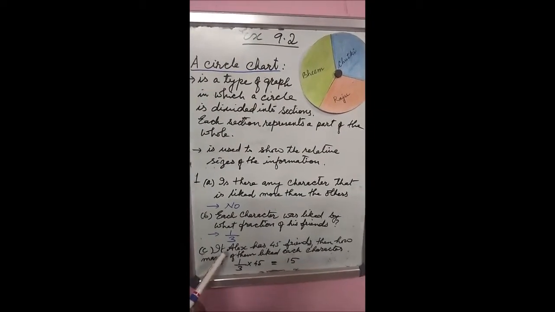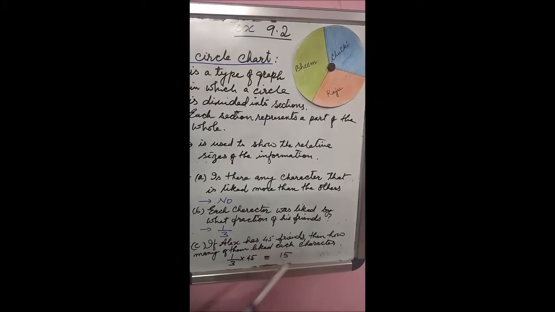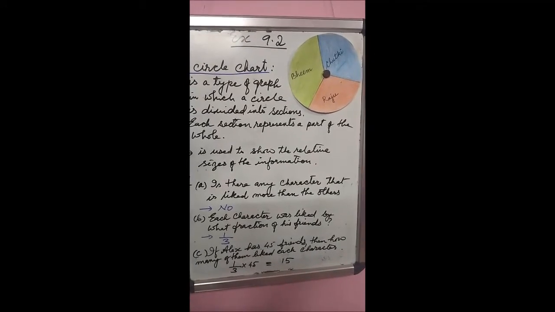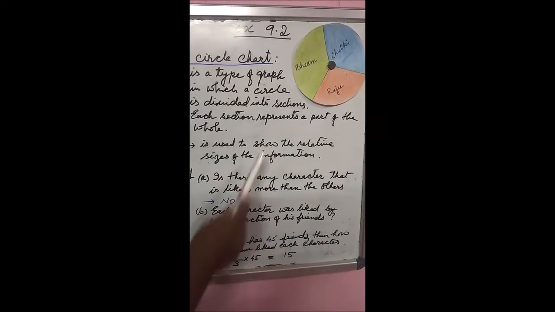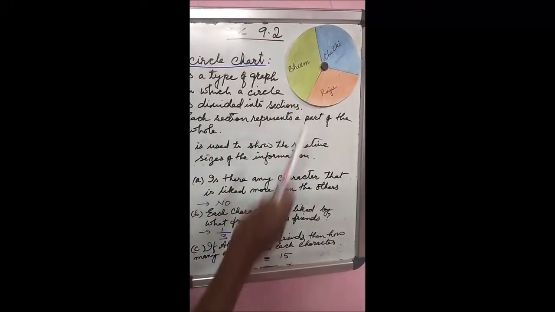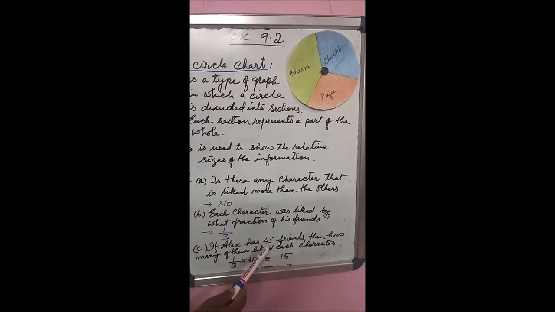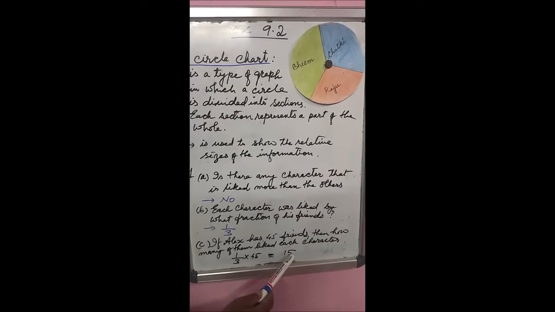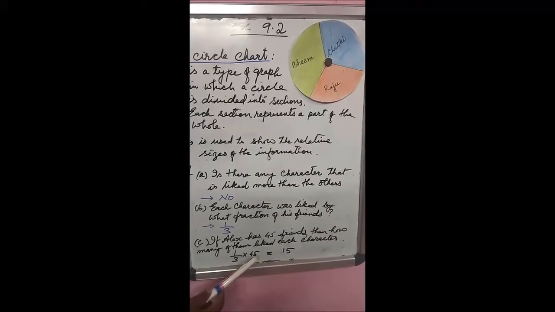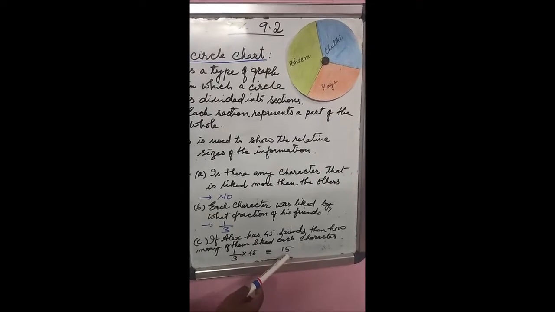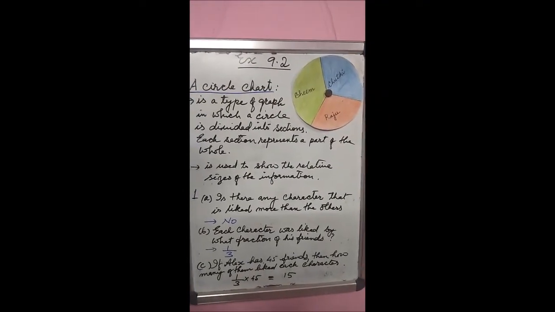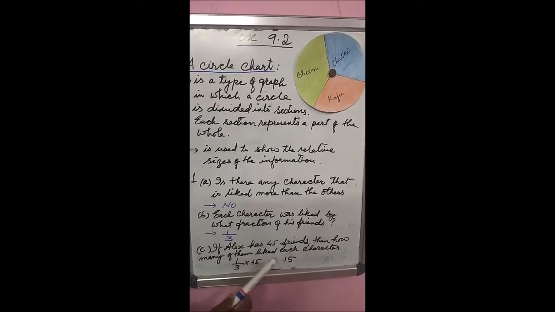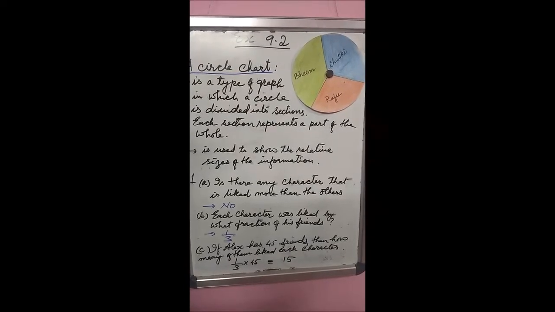Question number C. If Alex has 45 friends, then how many of them liked each character? So if there were 45 friends, then each character represents 1 by 3. And how many friends he had? 45. Therefore 1 by 3 into 45 you will get equal to 15. That is, you will divide 45 by 3, you will get 15. So if Alex has 45 friends, then each character will be liked by 15.